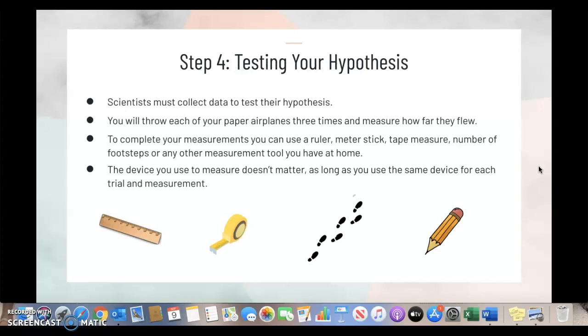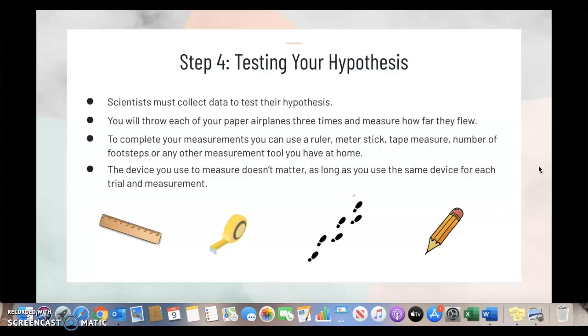After that, we're actually going to test it. So find somewhere in your house or outside, maybe a hallway or your bedroom or the kitchen or outside in the grass, to test your paper airplanes. You will throw each paper airplane design 3 times and measure how far it flew.